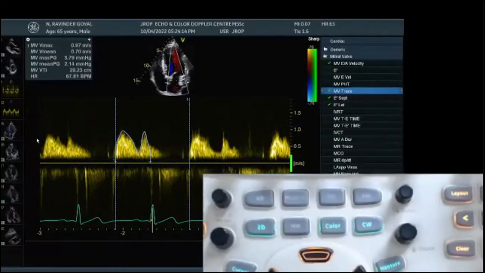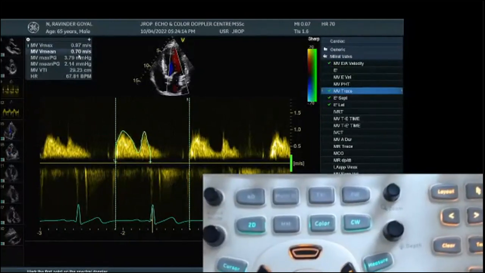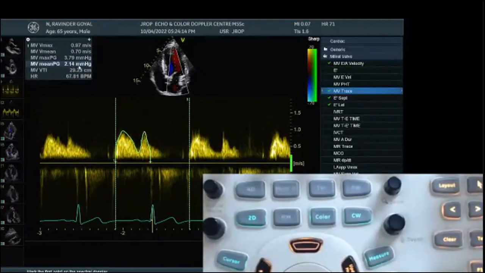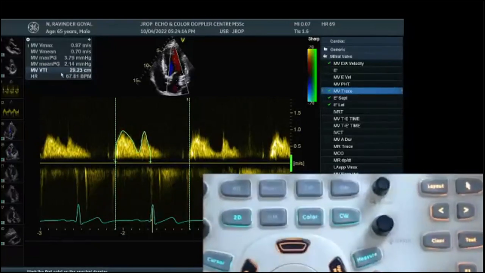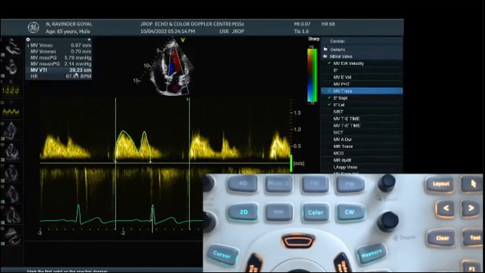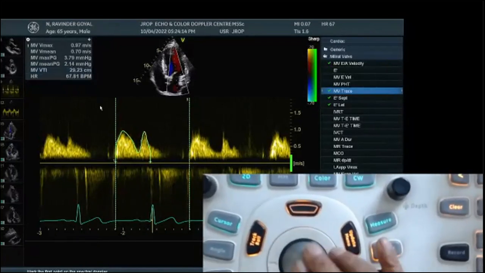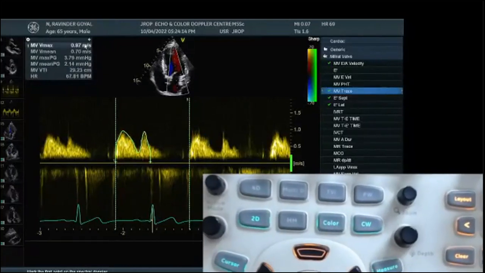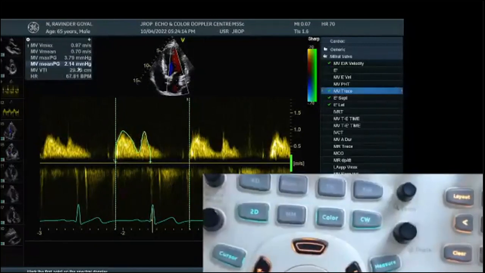If you look at this Doppler spectrum pattern, what we saw: peak velocity 97, mean velocity 70, peak gradient 3.79, mean gradient 2.414, heart rate 67, and VTI, velocity time integral, is 29.23 centimeters. So one tracing gives you everything: peak velocity, mean velocity, peak gradient, mean gradient, and velocity time integral, along with the heart rate.